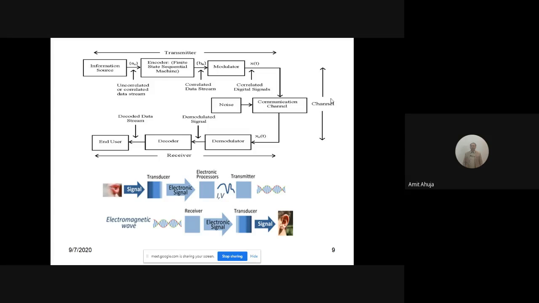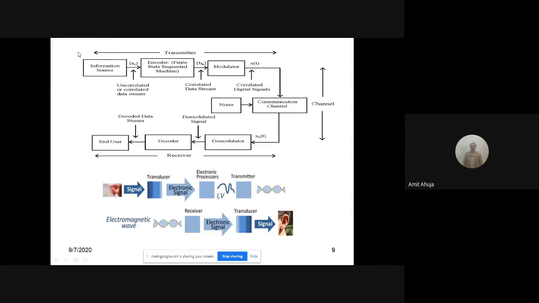And the signal which is retrieved or which comes out of the channel is given to the receiver, which, in layman language, is just opposite to the transmitter side. So we have a modulator, we have a demodulator. D means removal, so you are removing the modulation. Whatever modulation you have done is removed using demodulator.